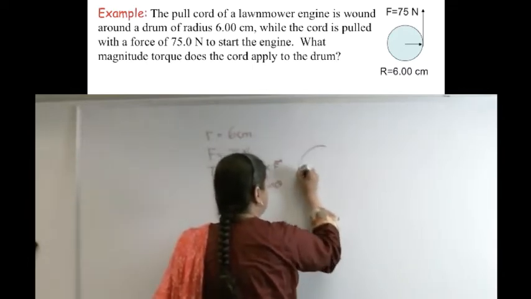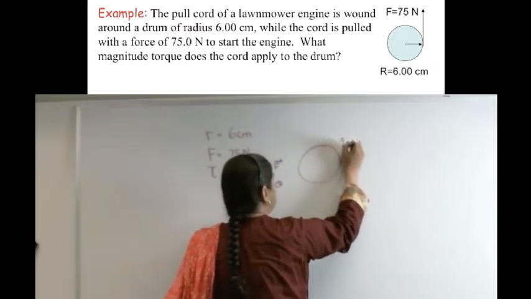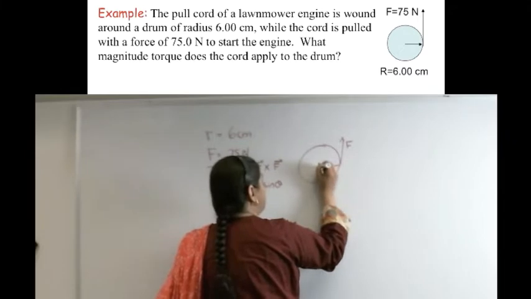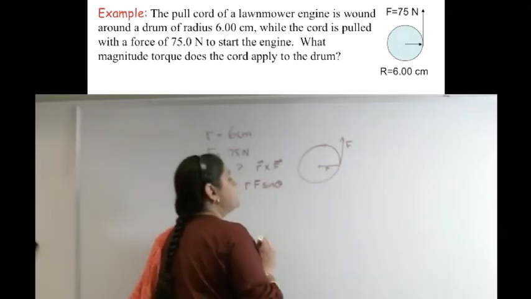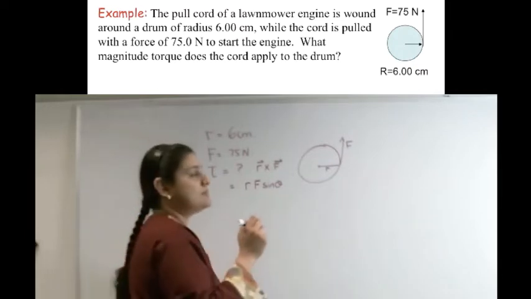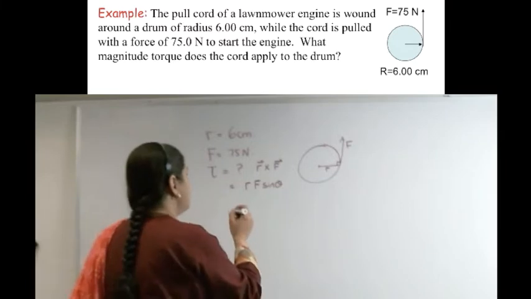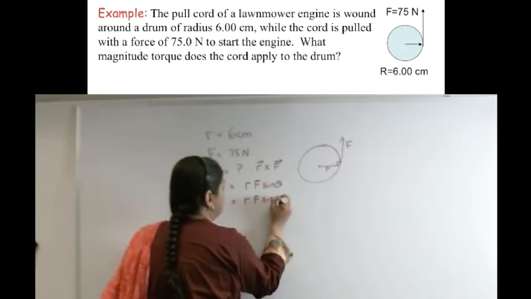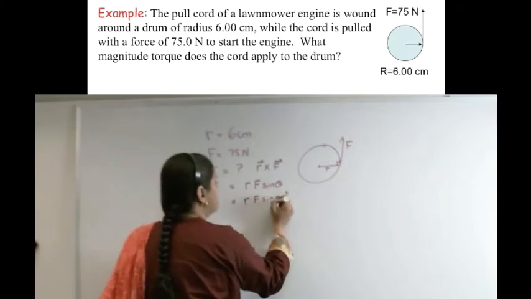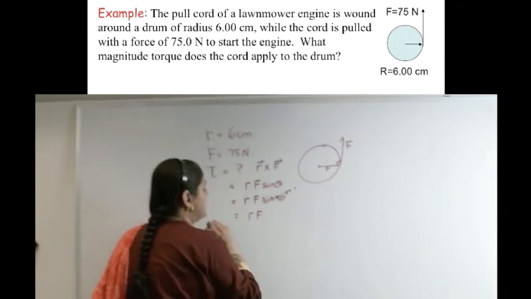If I was to draw this picture, it would look like this, right? The force is being applied here, my axis of rotation is in here, and my R is going to be here. So the angle between my radius and my force is 90 degrees. So basically I will have RF sine of 90 degrees, and I know sine of 90 degrees is 1. So I'm left with R times F.